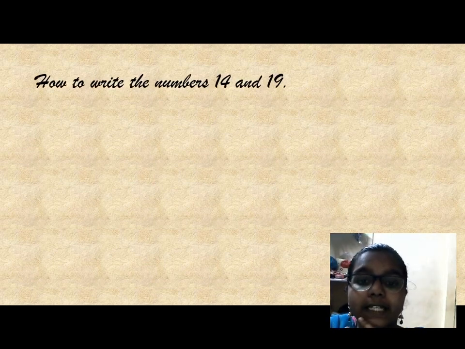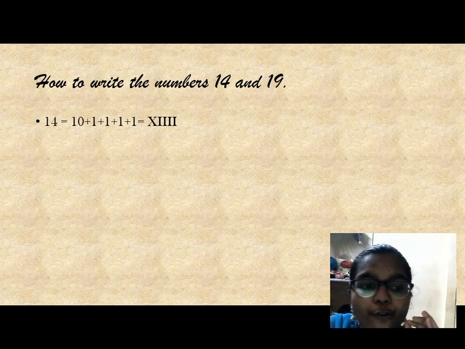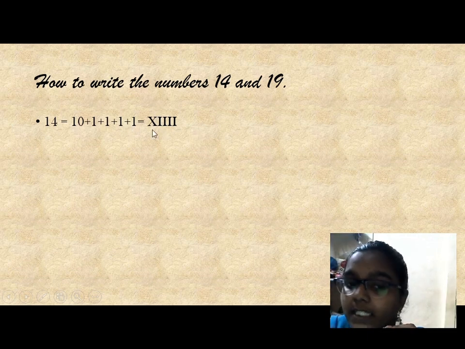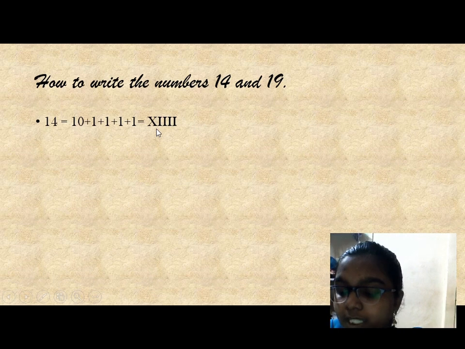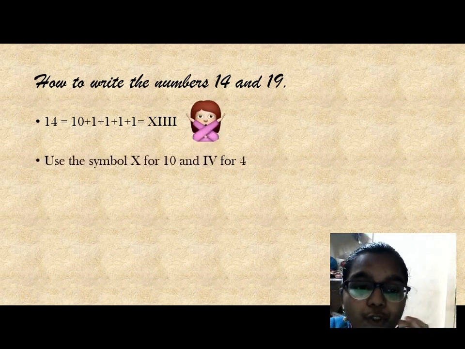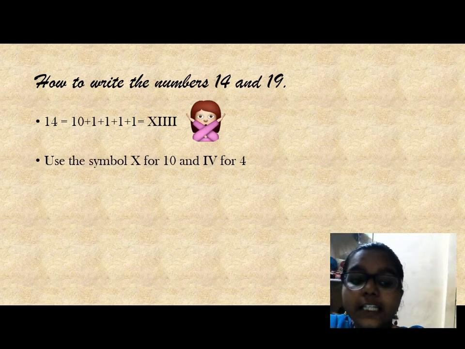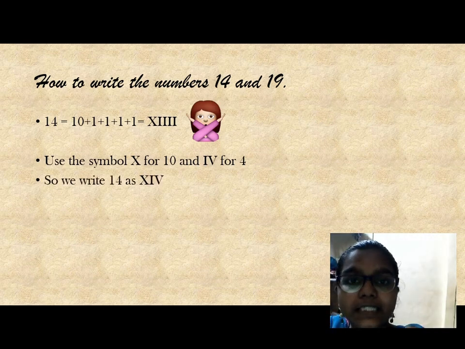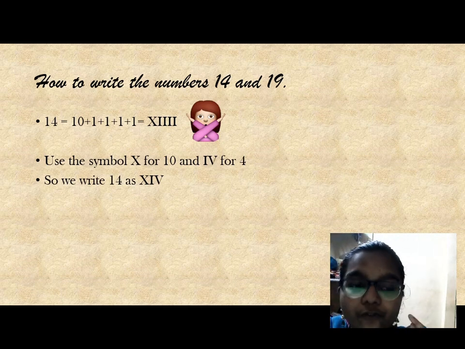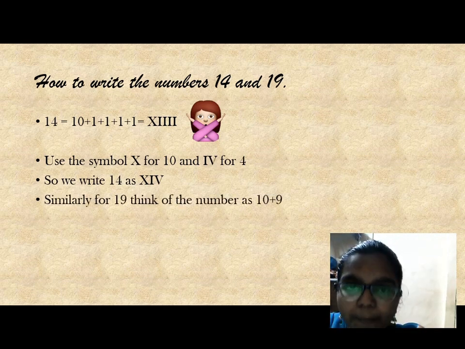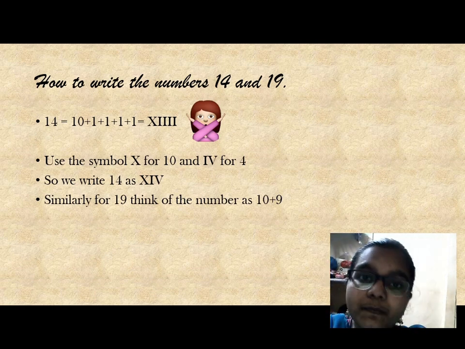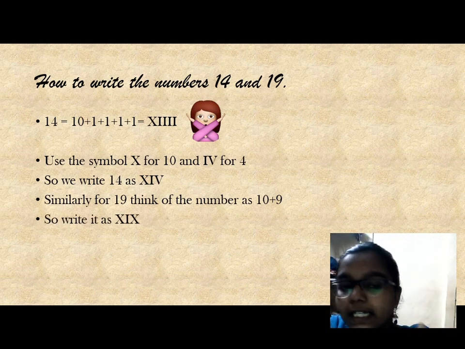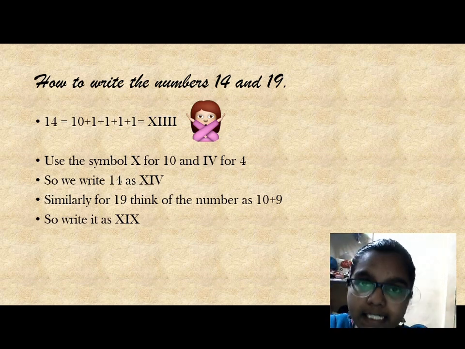Now let's see how to write the numbers 14 and 19. If we consider 14 as 10 plus 1 plus 1 plus 1 plus 1, it will look like this: XIIII, which is absolutely wrong. We have to use symbol X for 10 and symbol IV for 4. So if you use these symbols, we get 14 as XIV. Similarly for 19, think of the number as 10 plus 9 rather than thinking of it as 10 plus 5 plus 1 plus 1 plus 1 plus 1. If we use it like that, then we will write 19 as XIX.